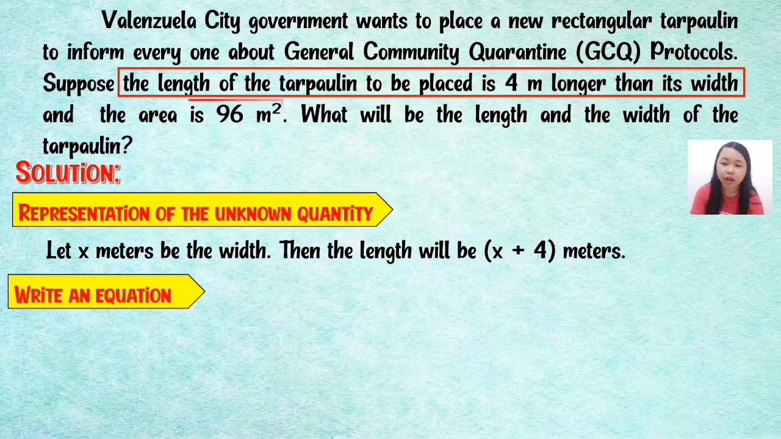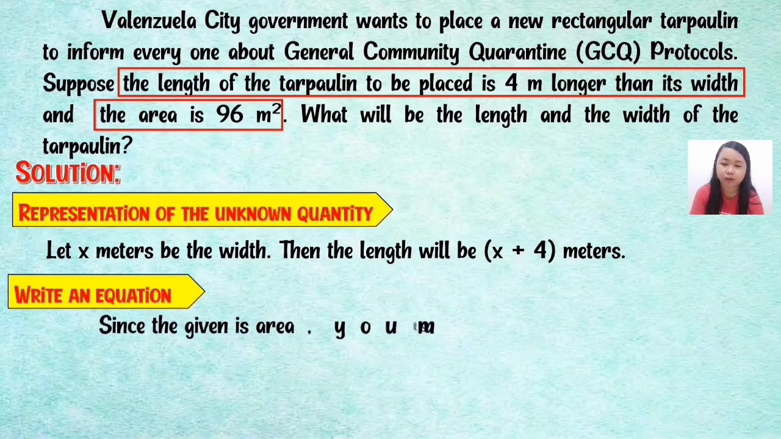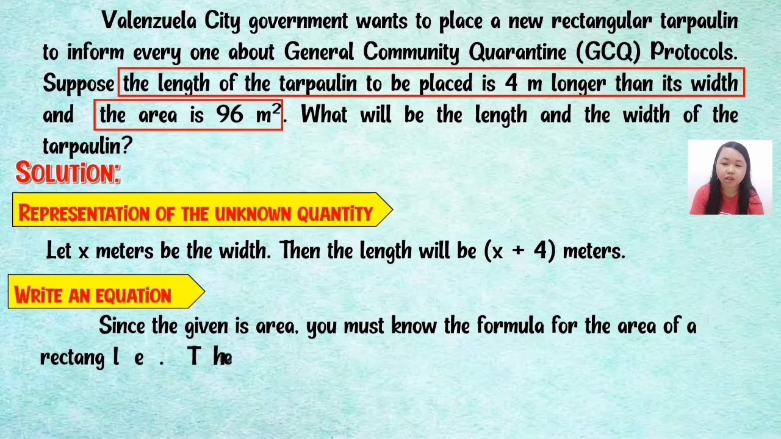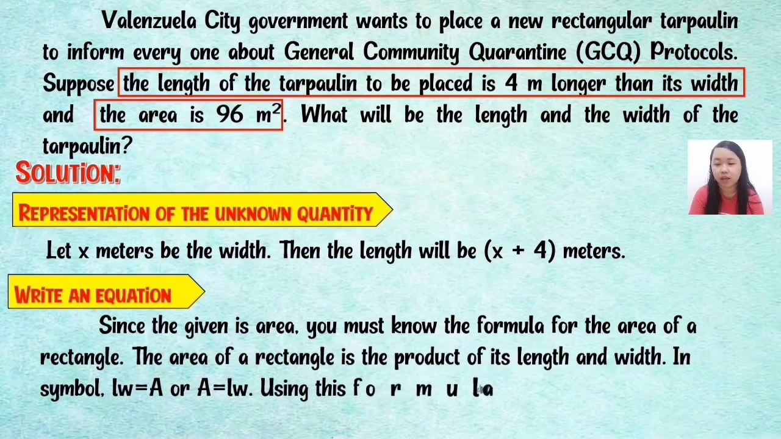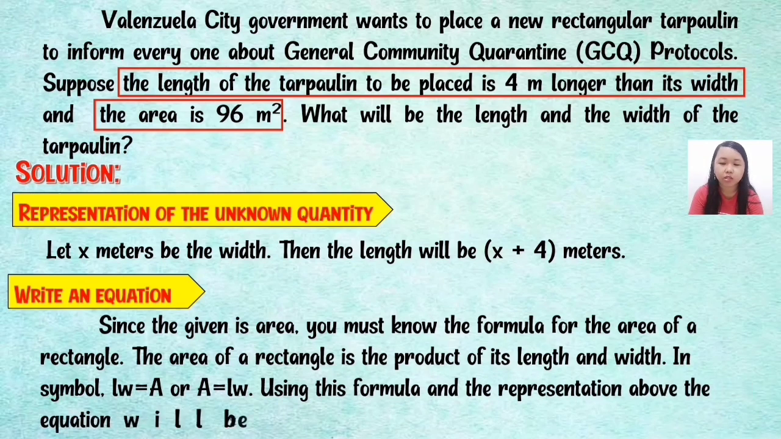Then for us to write an equation, in the given problem, area is given. The measurement is 96 square meters. Since the given is area, you must know the formula for the area of a rectangle. The area of a rectangle is the product of its length and width. In simple, length times width is equal to area, or A is equal to LW.